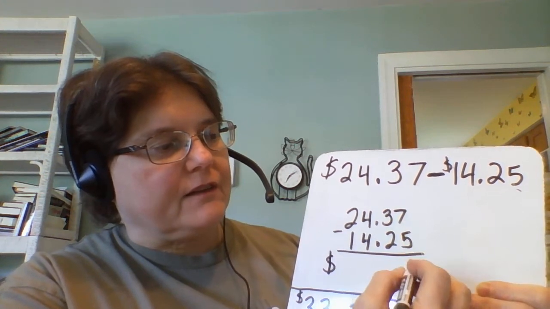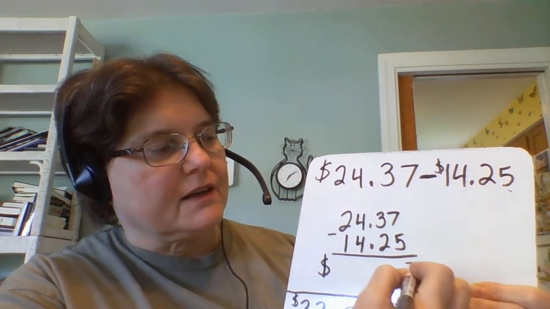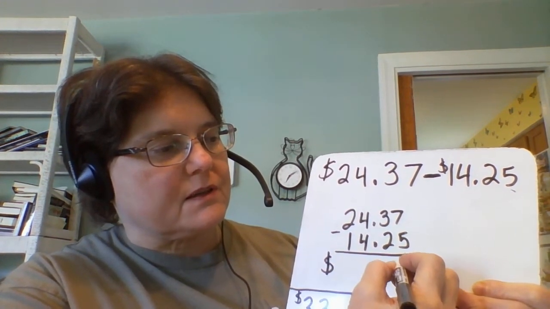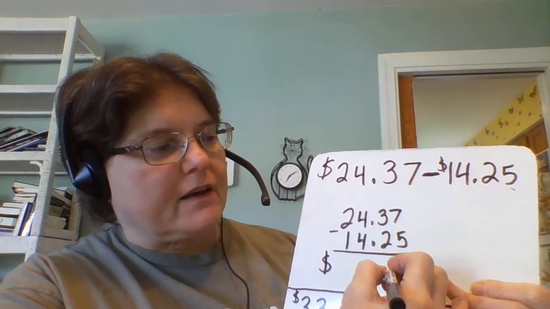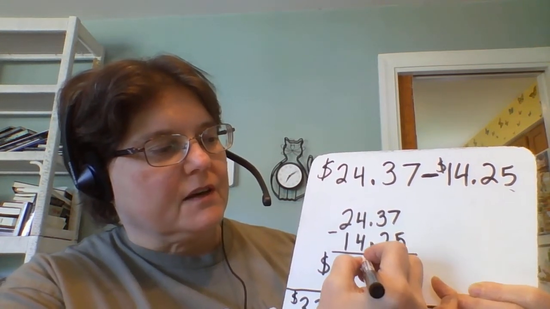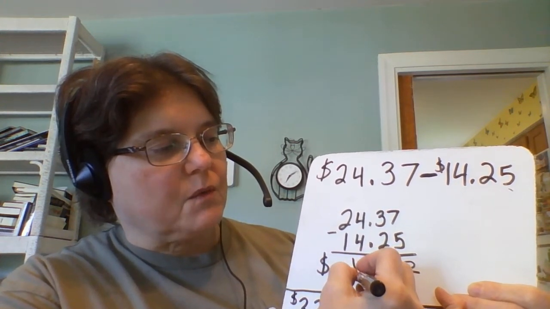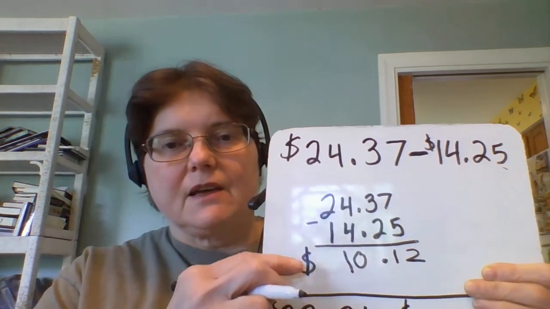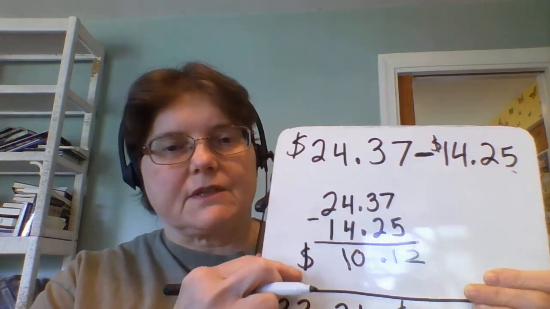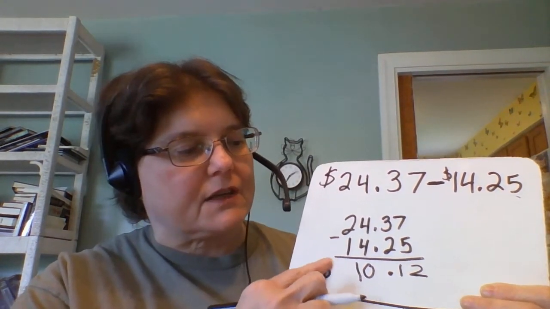7 minus 5 is 2. 3 minus 2 is 1. Then I have my decimal point. 4 minus 4 is 0. And 2 minus 1 is 1. $10.12. Notice I have my dollar sign already.